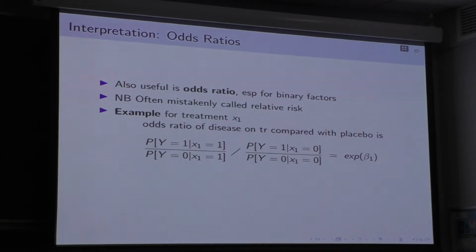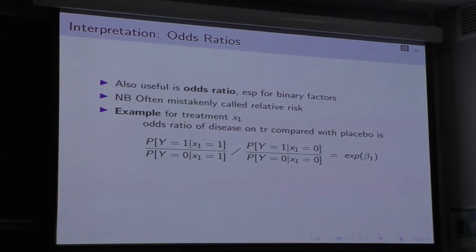Okay, so the coefficient that you get in your regression model, if you look at the exponential of that, that will give you the odds ratio of disease on treatment as compared to being on placebo. So that is another way of describing the effect of being on the treatment. Yeah? So often we might not just quote beta 1, we might quote the exponential of beta 1.